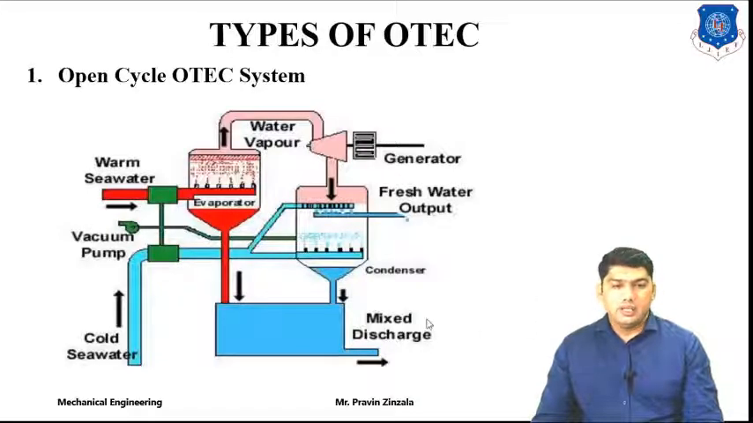The disadvantage of the open cycle ocean thermal energy system is that it has lower efficiency, because we are utilizing the water vapor as a working fluid. So we are collecting the minimum water vapor, and the efficiency is lower.